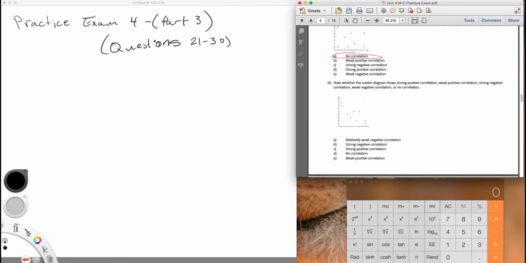On 26, state whether it has those values. Now, the scatter plots are close enough that I can see that they're going down, but it's a little bit harder to draw that line because the dots aren't really close to each other. So therefore, it's probably relatively weak in this case, and it's negative. So let's see. Not strong, so it's probably A. Okay, so E is positive and A is negative, so therefore A is our best option. And because I can kind of tell a little bit, it's probably relatively weak, for that reason.